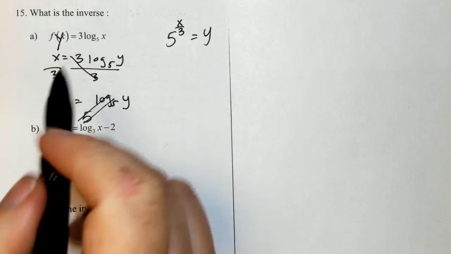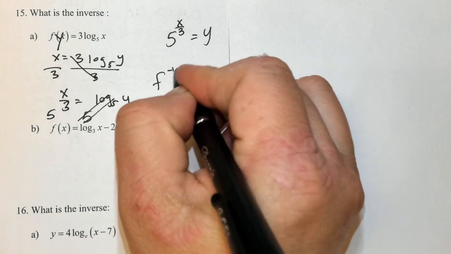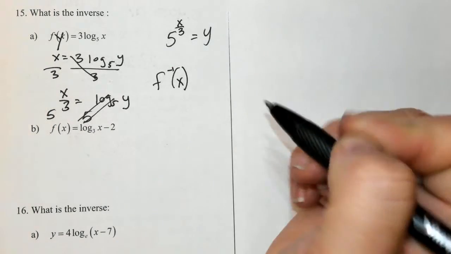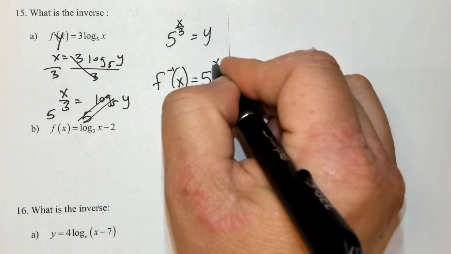Now, I do need to distinguish this as the inverse. So the original function was f of x. The negative 1 tells me this is the inverse.